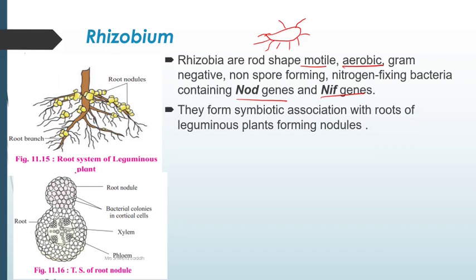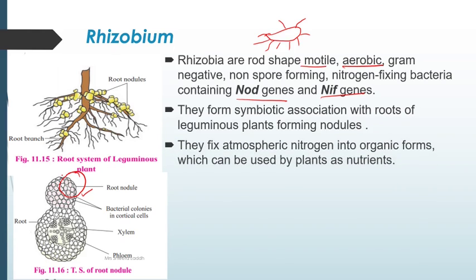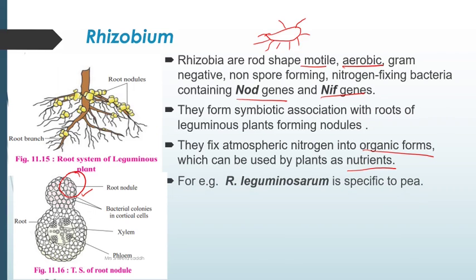They stay in the roots of leguminous plants forming nodules. In the cortical cells, they form colonies and they stay there. They fix atmospheric nitrogen and convert it into forms like nitrites and nitrates, which can be used by the plants to form nutrients like amino acids, proteins, and enzymes for growth. For example, Rhizobium leguminosarum is specific to the pea plant, and Rhizobium phaseoli is specific to bean plants. All types of leguminous plants, tur, moong, chana, beans, pea, are associated with these Rhizobium.